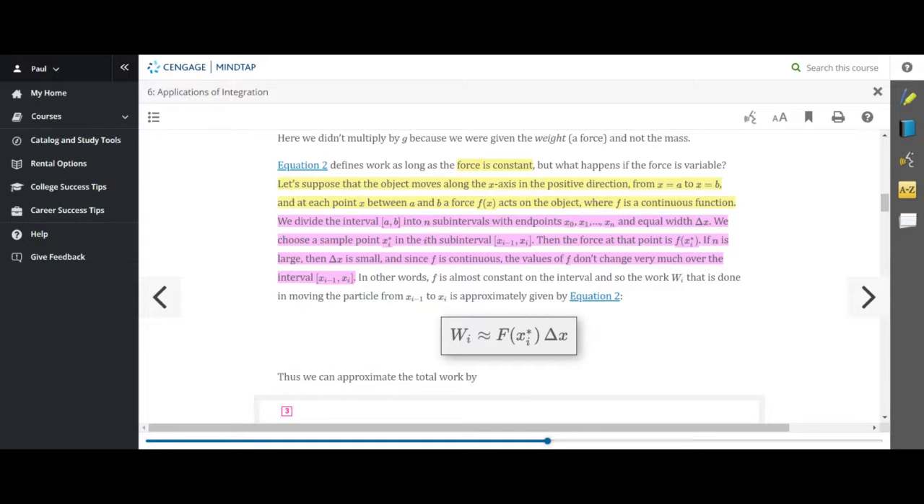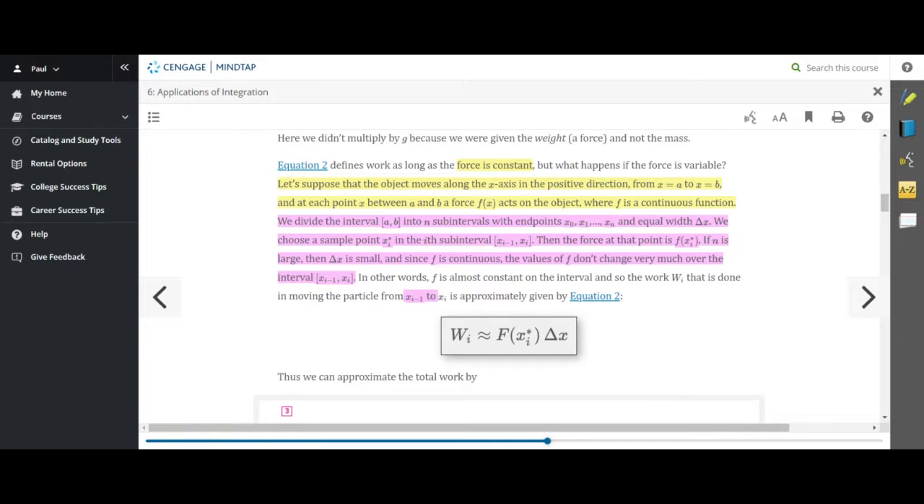subinterval. You see how they say you're moving the particle from x sub i minus 1 to x sub i. Well, that means that's a distance of delta x. So the work that you're applying is approximately equal to the force over that subinterval times delta x. Now there's a typo here. It should be a lowercase f. They have a capital F.